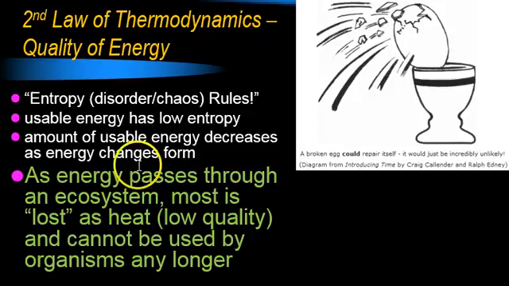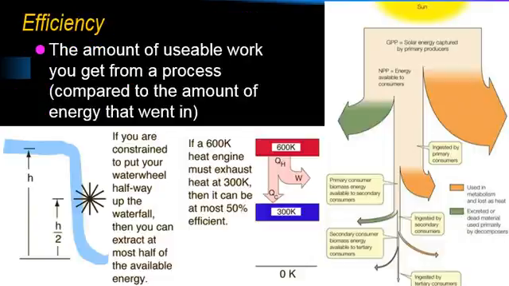So this is really what it means for ecosystems, is that the further along you go in a food chain, the more energy gets lost, or in other words, the lower quality your energy becomes, so that it is no longer usable. So another term that has to do with energy that's important to understand is efficiency. The efficiency of a process is basically how much work you can get out compared to the amount of energy that went in.